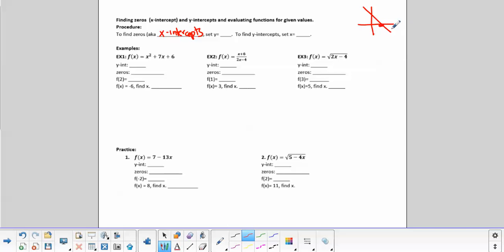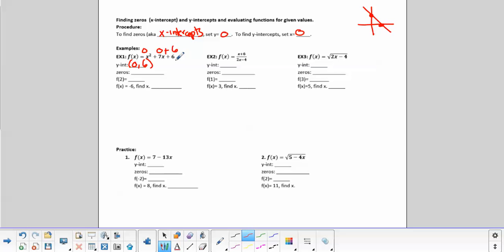To find them, you want to set the y equal to 0. To find y-intercepts, those are over here, you're going to set the x equal to 0. So in example 1, we need to find a y-intercept. So we're going to set the x equal to 0. So I have 0 squared plus 7 times 0 plus 6. So my y-intercept is 6, and that point is (0, 6).